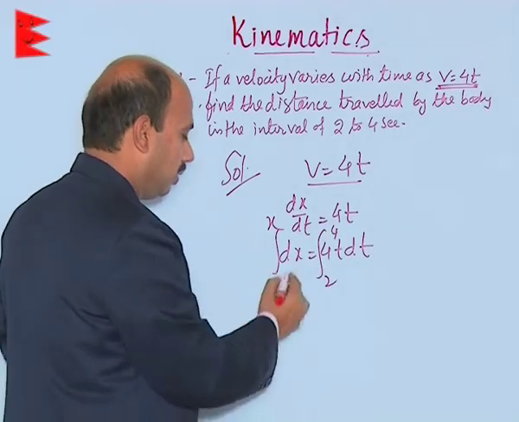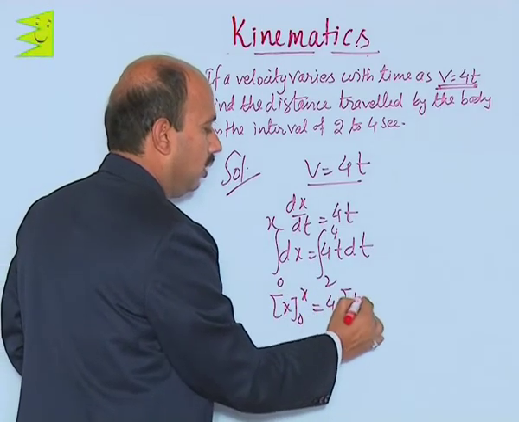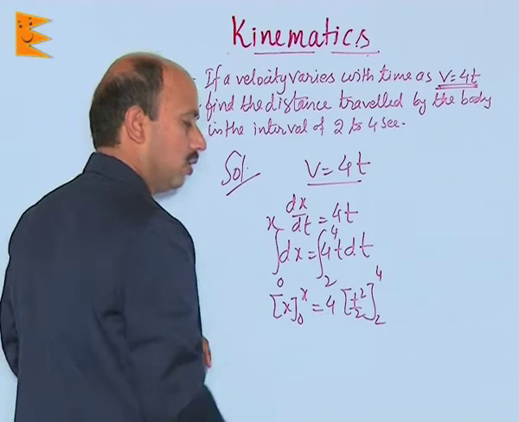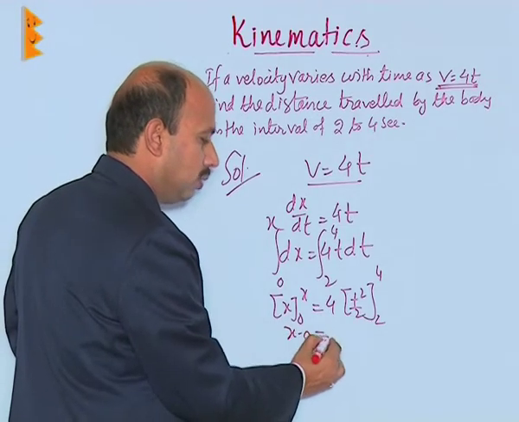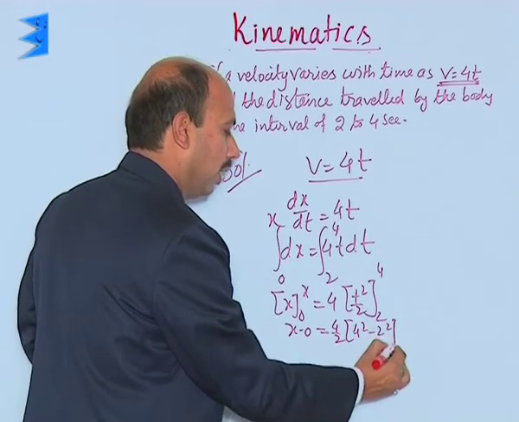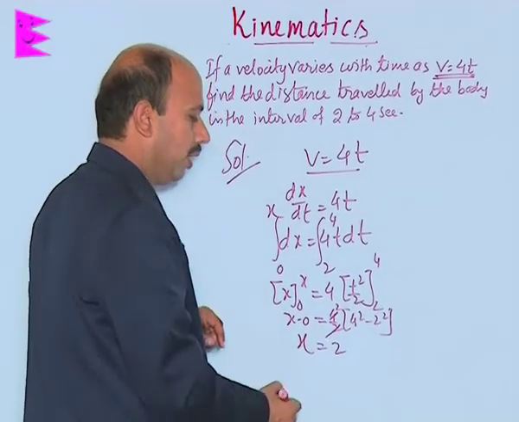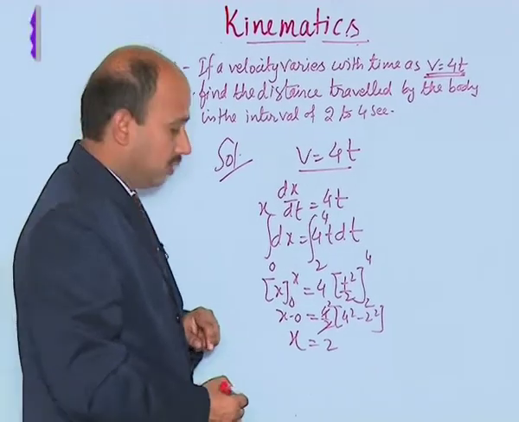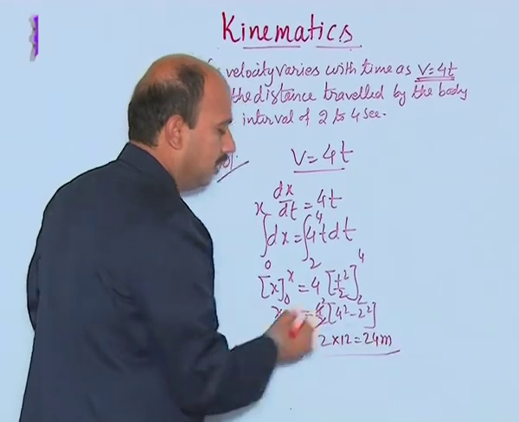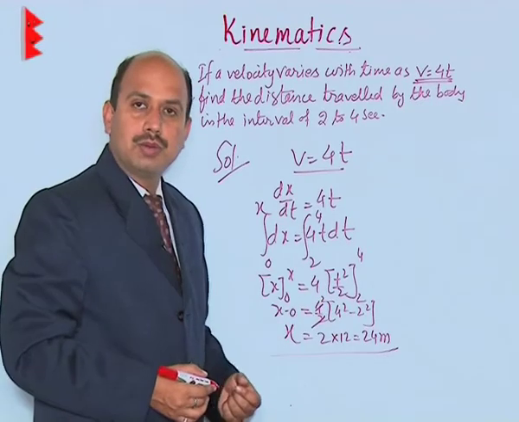So, we can write x from 0 to x is equal to 40 times the integration of dt from 2 to 4, that is 40 t. So, x minus 0 is equal to 40 times (4 minus 2)... we can write x is equal to 2 into (16 minus 4), and 16 minus 4 is 12. So, 12 into 2 is equal to 24 meter. So, we can calculate the distance travelled in this time interval, that comes to 24 meter.